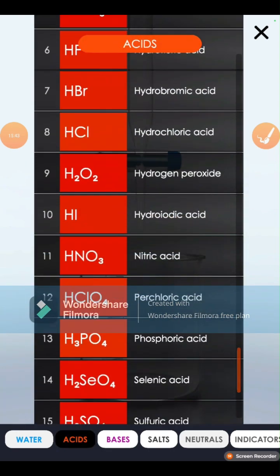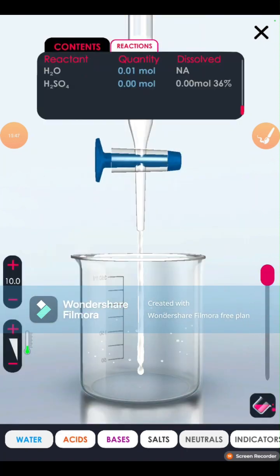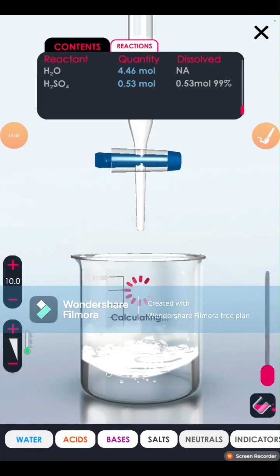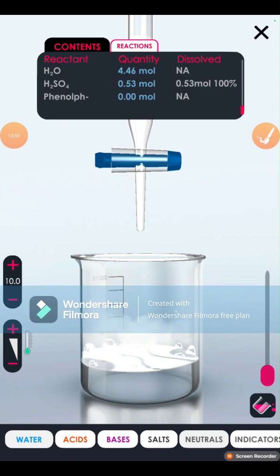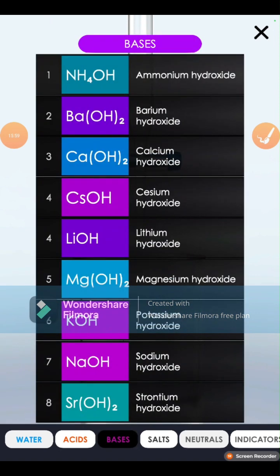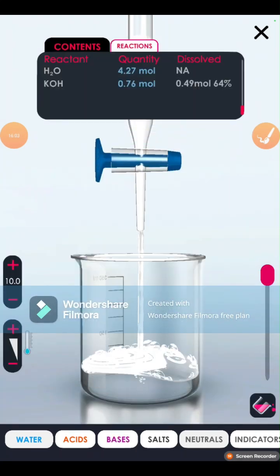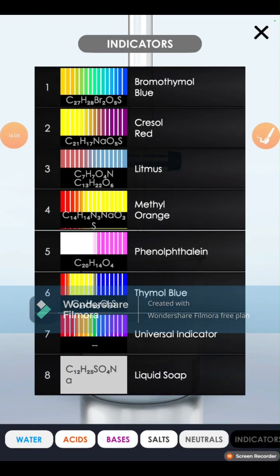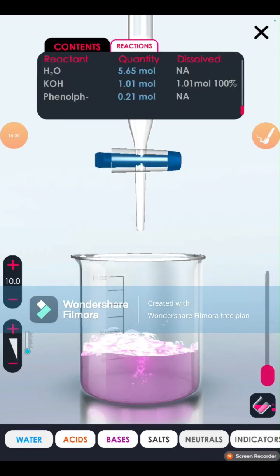Now let's check with phenolphthalein. It is expected to stay colorless, to be normal, in acid. So let's check it over here. As you can see, it is normal. So now let's drain it and put in a strong base, that is potassium hydroxide. Okay. Now let's put phenolphthalein and expect it to turn pink. As you can see, it has started turning pink.